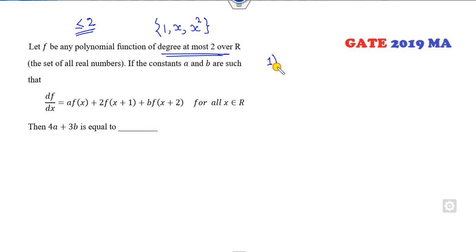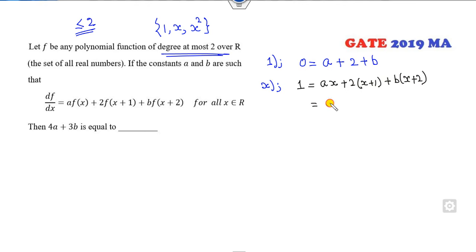So if I take firstly 1, the derivative will be 0. It will be a times 2 plus b. Then if I take x, the derivative will be 1. It will be a times 2 times f of x plus 1 here, and it will be b times x plus 2. So I can take this as a plus 2 plus b of x plus constant will be 2 plus here.